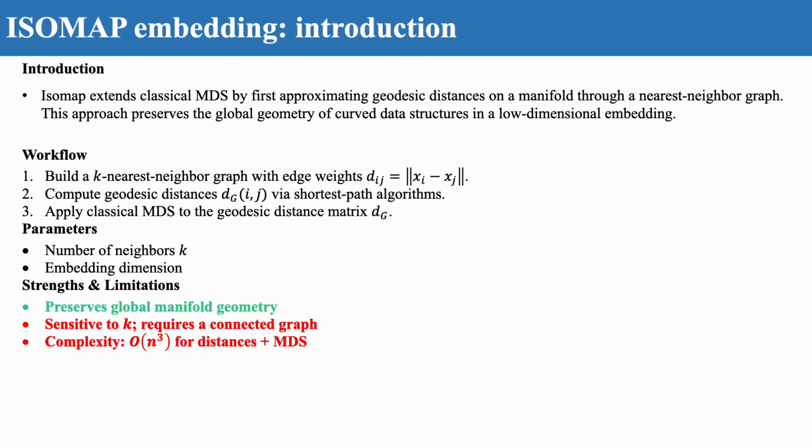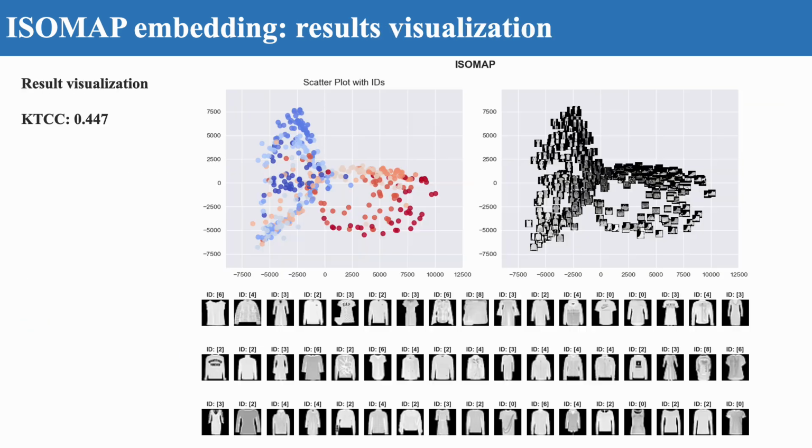Third, we tried Isomap, which extends MDS by approximating geodesic distances on the data manifold using the k-nearest neighbor graph. This allows it to better capture global structure while maintaining some local relationships. It achieves a Kendall's tau of 0.45, showing coherent stretches of similar items, though some boundaries still remain fuzzy.